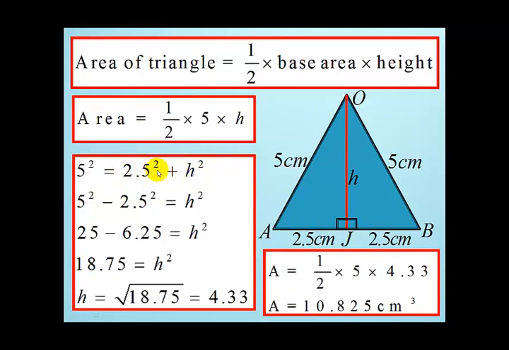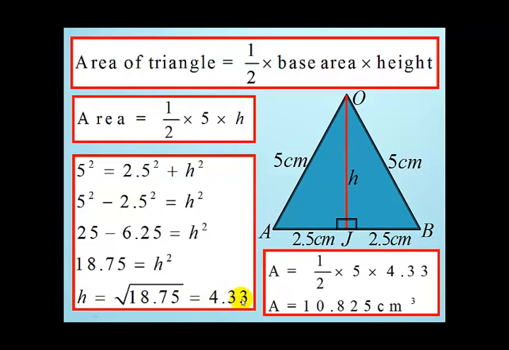2.5 square on the right hand side becomes minus 2.5 square on the left hand side. 5 square is 25 minus 2.5 square is 6.25, and this is equal to h square. Now when we subtract 6.25 from 25, the result is 18.75, and this is equal to h square. Now we are solving for h, so we take the square root of both sides, and so we have h is equal to the square root of 18.75, and the answer is 4.33. Now the height has been calculated to be 4.33.